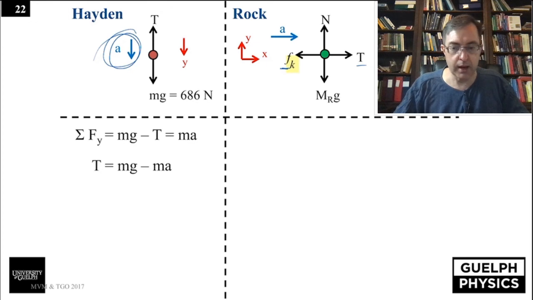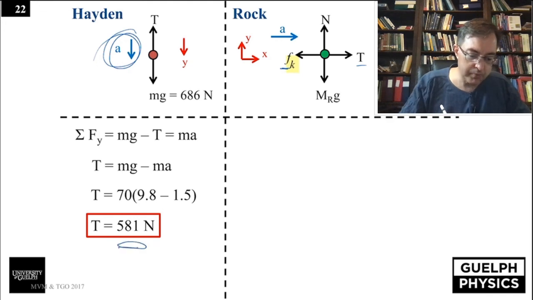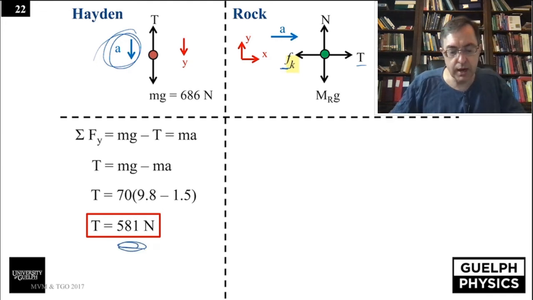G is 9.8, a is 1.5 meters per second squared. So it's the mass of 70 kilograms times 9.8 minus 1.5. And so now the tension in the rope is only 581 newtons. So the tension is less than mg, which is why Hayden Christensen is actually accelerating downwards.